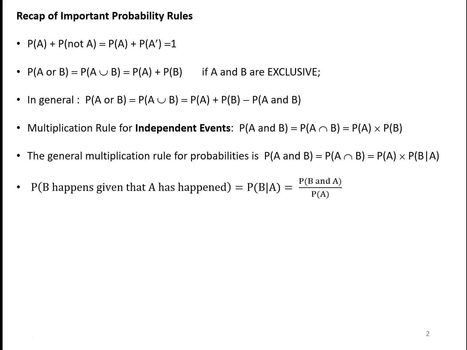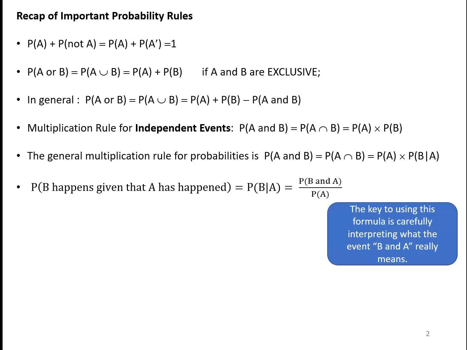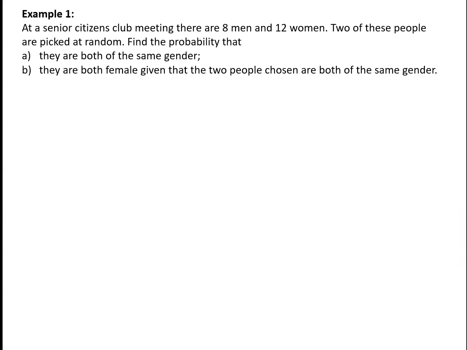The probability that B happens given that A has happened is the same thing as the probability of B and A happening divided by the probability of A happening. And the important thing with this formula is that we have to interpret what the event B and A really means. Okay, so let's move on to our first example.